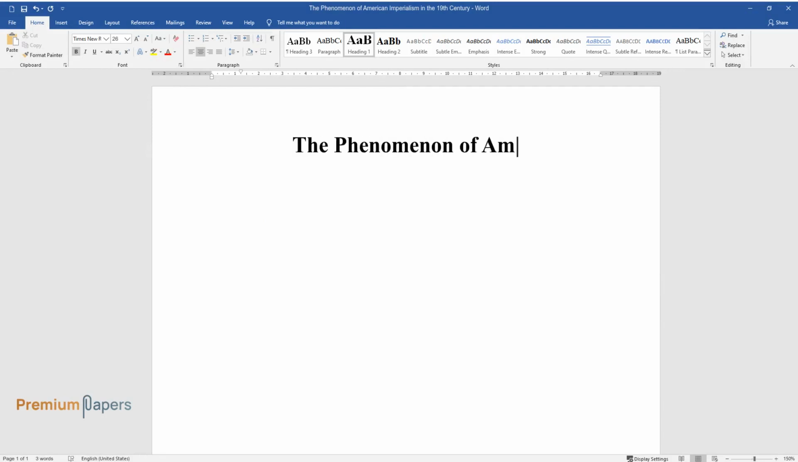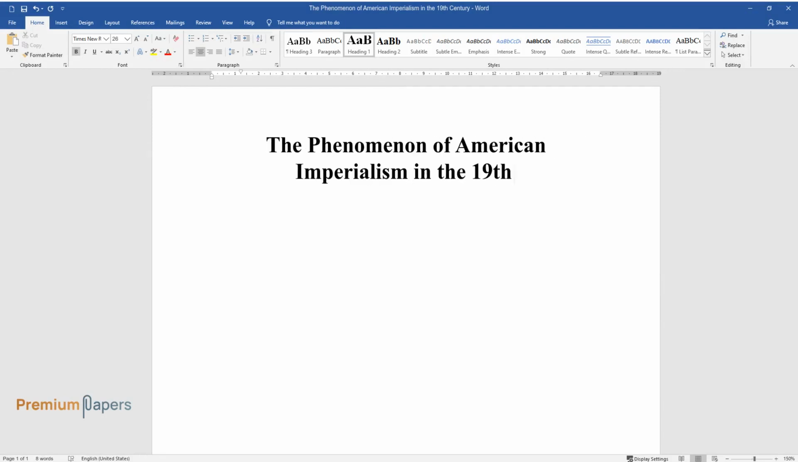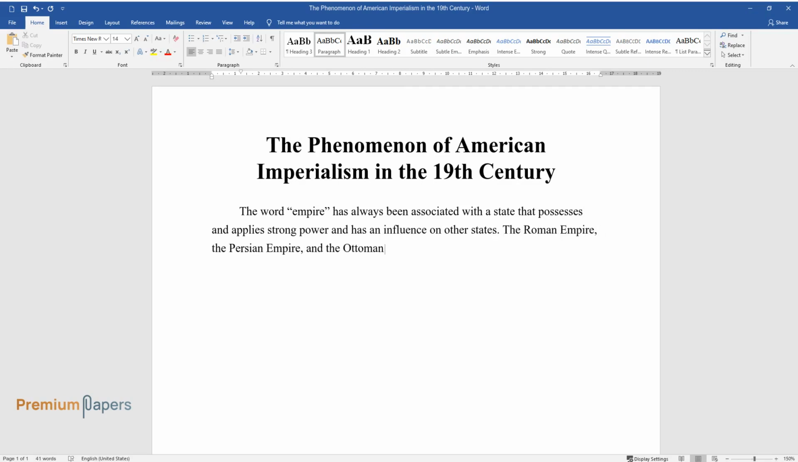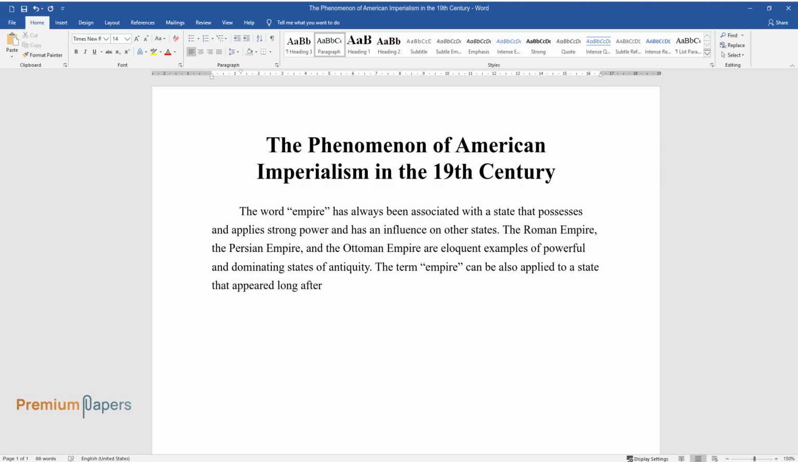The phenomenon of American imperialism in the 19th century. The word empire has always been associated with a state that possesses and applies strong power and has an influence on other states. The Roman Empire, the Persian Empire, and the Ottoman Empire are eloquent examples of powerful and dominating states of antiquity. The term empire can also be applied to a state that appeared long after the collapse of the Roman Empire but also became one of the most influential states on the modern international scene, the United States of America.